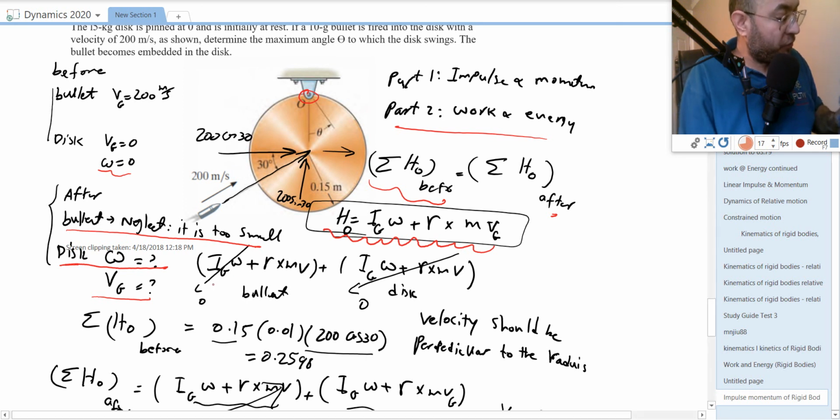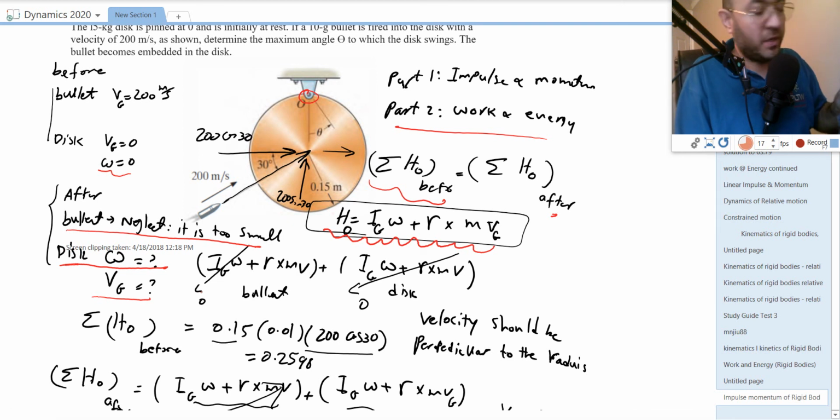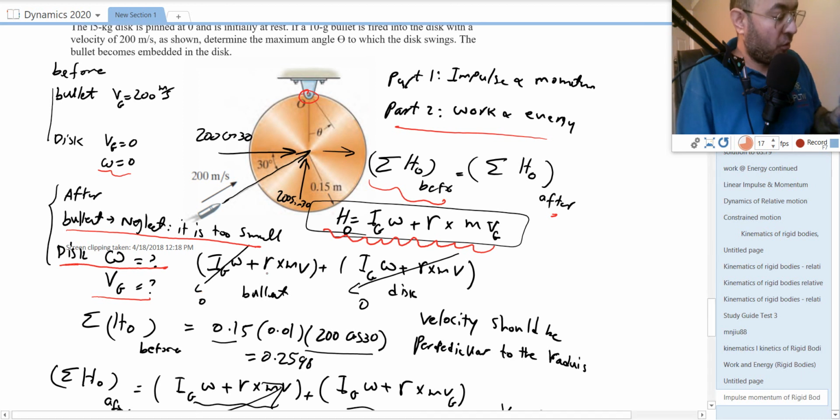Going ahead, before that, Ig omega is 0 for the bullet. If the bullet is coming in and rotating, we would have more momentum, but in this case they give us only the linear velocity, sorry, not the angular velocity. So R cross with mv, same problem as we did before. The component of velocity that creates rotation is just this one times the radius of the disk. So the resultant answer would be R, which is 0.15.